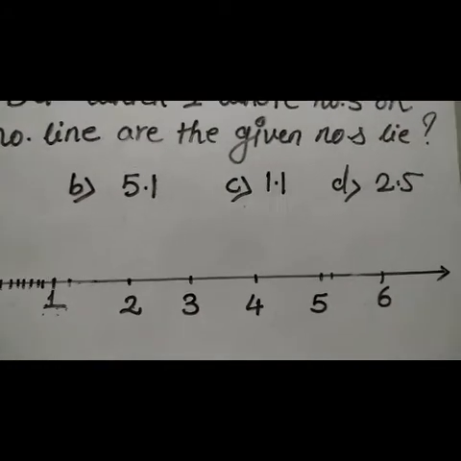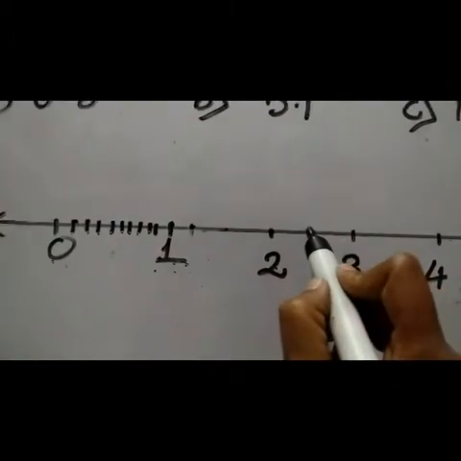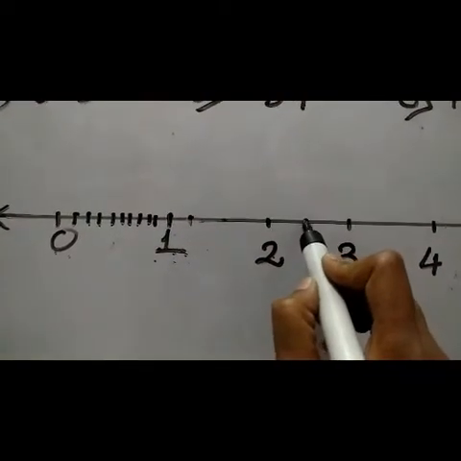And the last decimal number is 2.5. Now where will the 2.5 come? Yes, 2.5 will come in between 2 and 3. It lies between which two whole numbers? 2 and 3. It comes exactly in between 2 and 3.